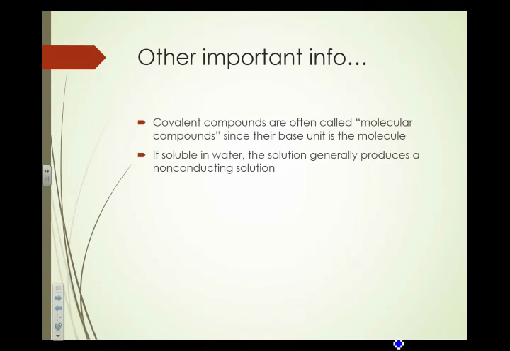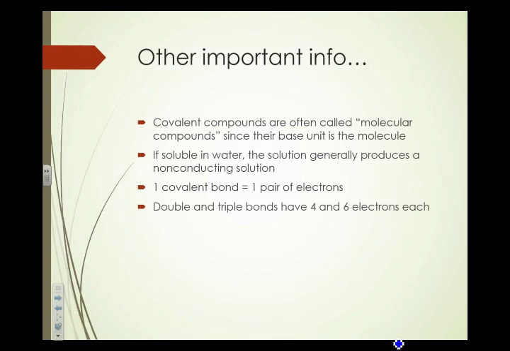If the covalent compound dissolves in water, the solution that it makes is going to be non-conducting. In order to have a conducting solution, you have to have ions formed in the water, and since covalent compounds don't have ions, when you put them into water, they don't form a conducting solution. One covalent bond is equal to one pair of electrons, and you can also have double bonds and triple bonds. In those cases, your double bond will have 4 electrons, and your triple bond will have 6 electrons.